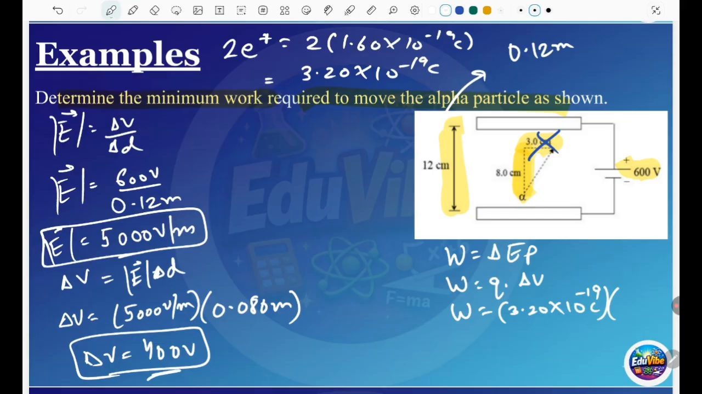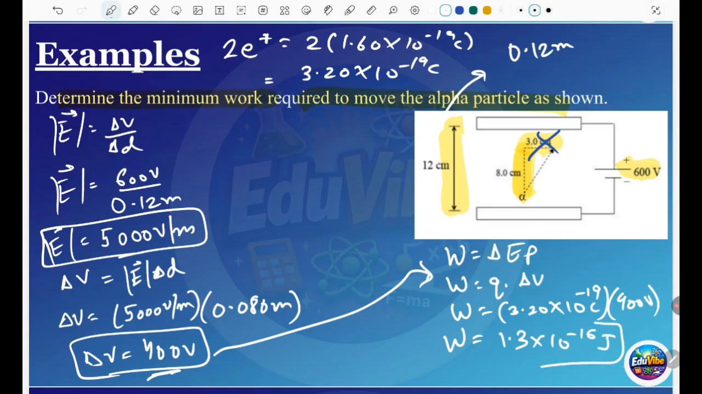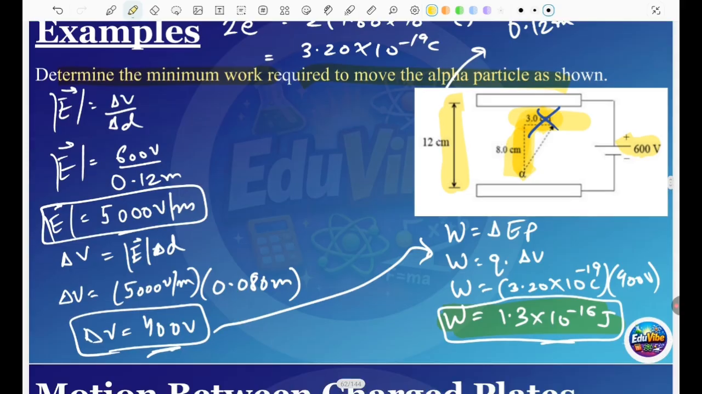Your delta V, you have to use this one now, so it's 400 volts. Your W you get about 1.3 times 10 raised to power minus 16 joules. So this is the minimum work required to move the alpha particle. In this question, ignore the horizontal one. This is important. Sometimes people use that one and the answer is wrong. You have to use the vertical one, not the horizontal one, in that case. But when we do the other topic, we use that. So this is all the work you have to do in this.